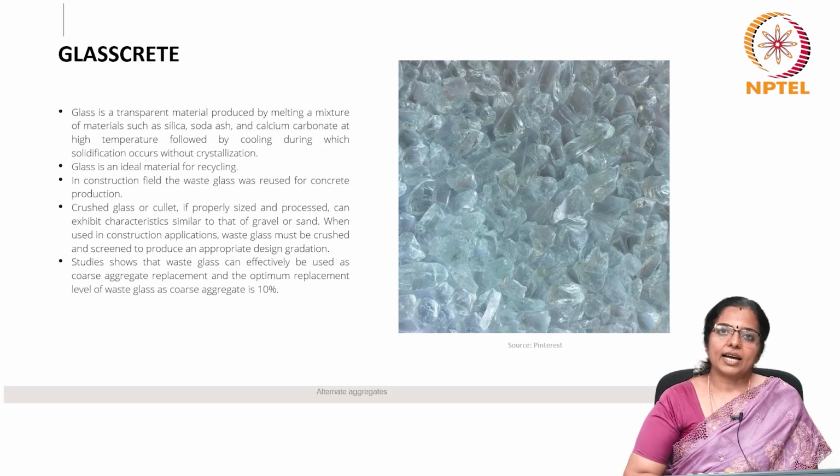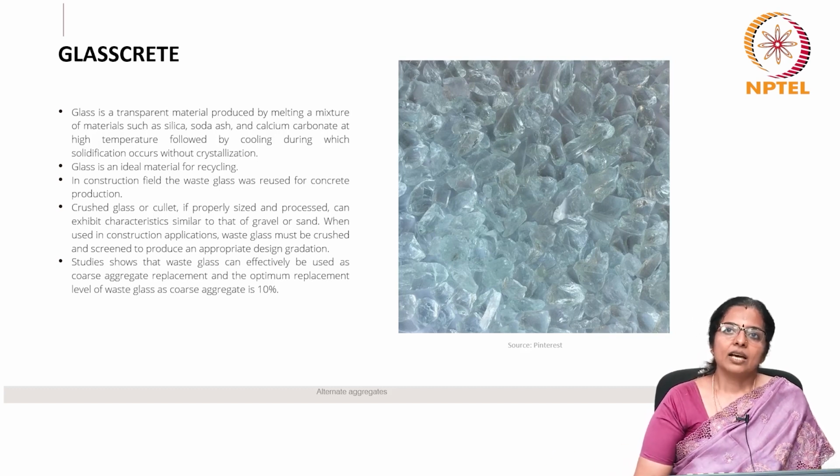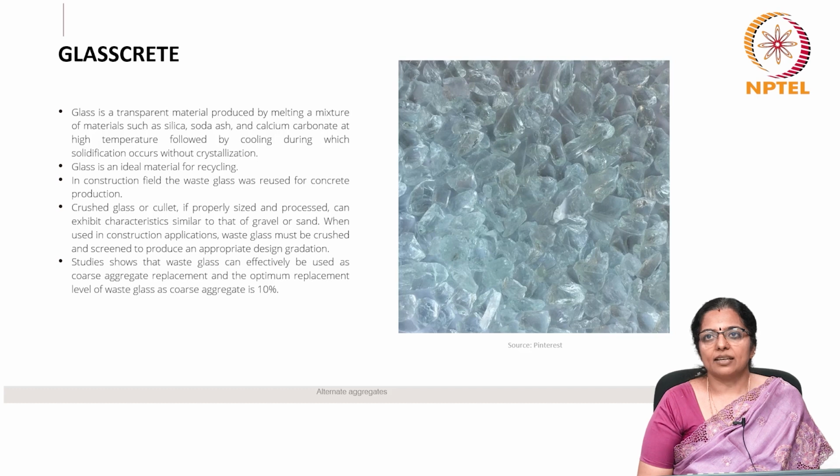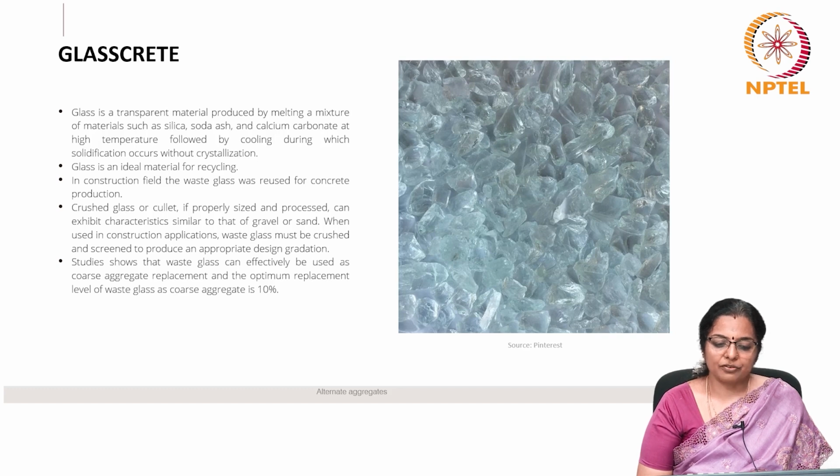Let us now look at adding glasscrete. So, glass is a transparent material which is produced by melting a mixture of materials such as silica, soda ash and calcium carbonate at high temperature, followed by cooling, during which solidification occurs without crystallization. Glass is an ideal material for recycling. In the construction field, the waste glass was reused for concrete production.